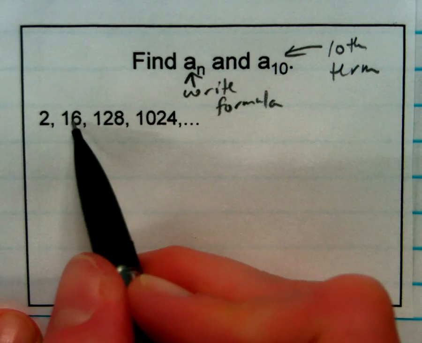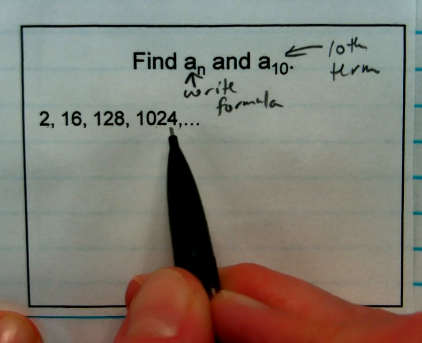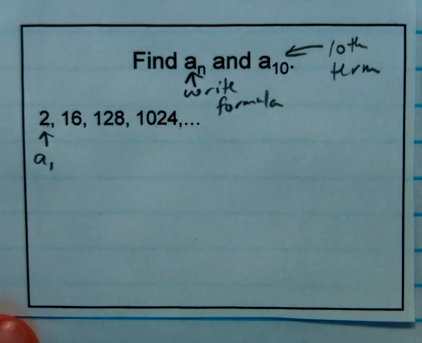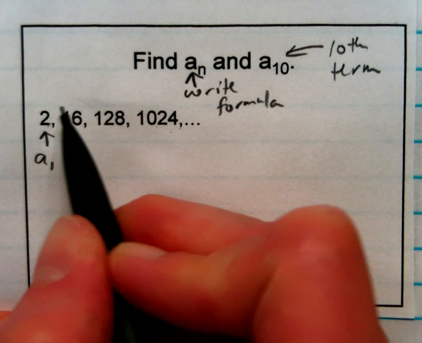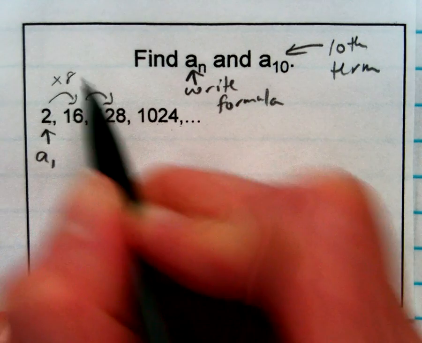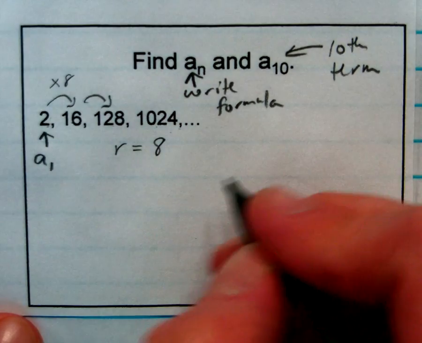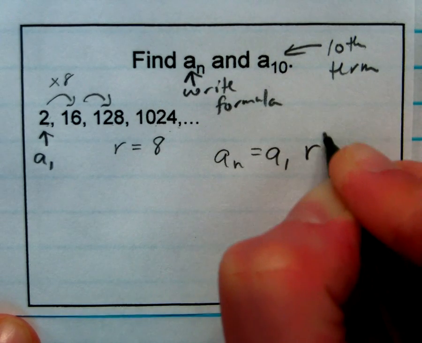So they've given us the beginning of the sequence, 2, 16, 128, 1024. So I can see that my first term, A1, is 2. We'll need that for our formula. The other part that we need for our formula is what they're multiplying by each time, that common ratio. So what are we multiplying by each time? 8. We're taking it times 8. So R equals 8.